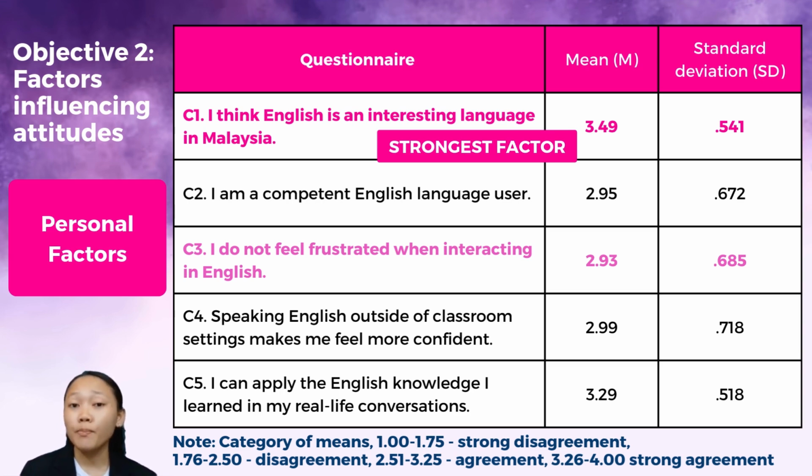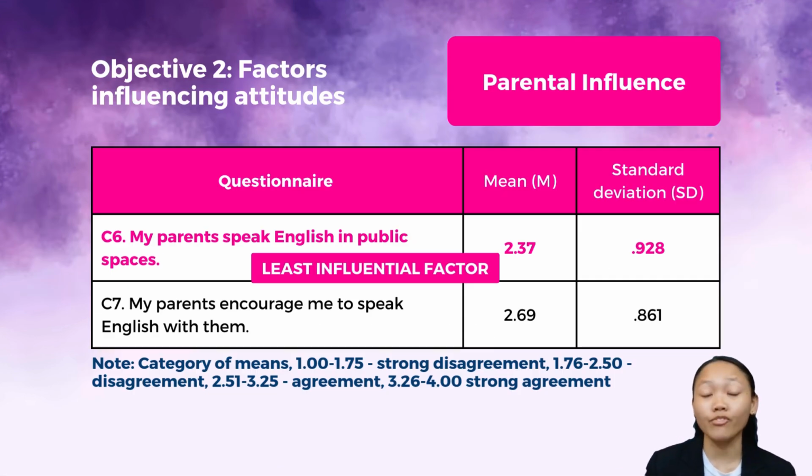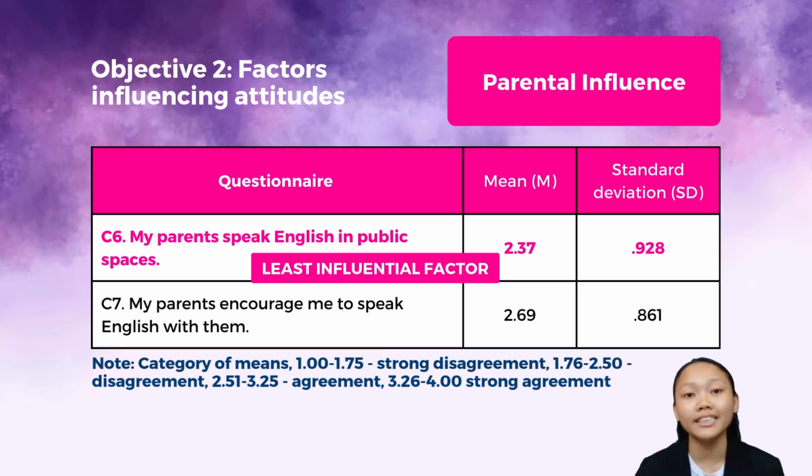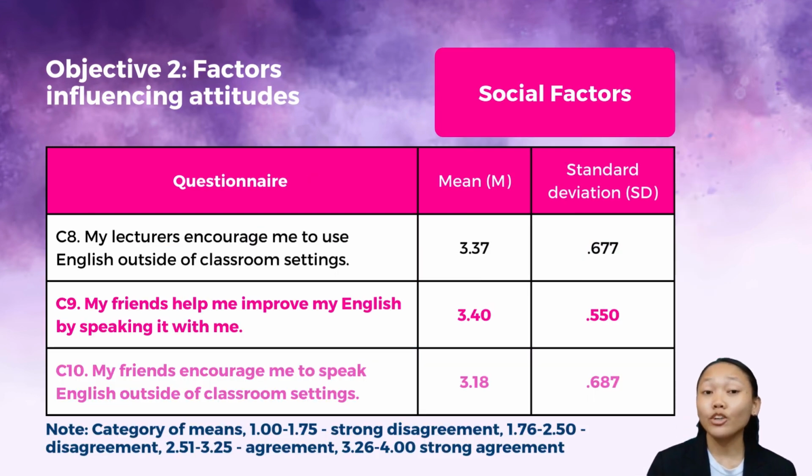Item C1 represents the Bidayuh undergraduates' perception of English, becoming the strongest factor among all other factors. This is the result for parental influences, the least influential factor influencing attitudes. Item C6 not only achieved the lowest mean among other items, but also received close to high variability in responses. For social factors, the peers' influence stands out the most.